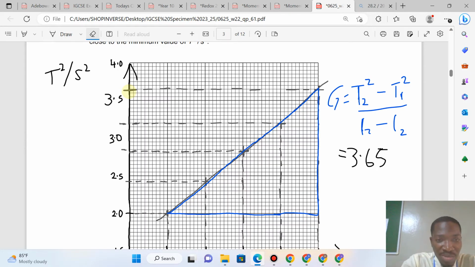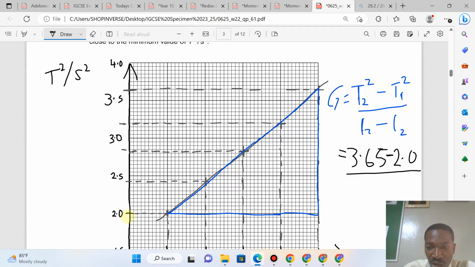So the value has already been squared from your table of values, okay? So we have 3.65 minus, what value do you have? From the T1, the value here from this point will be our T1. And what value do you have here? 2.0. So we are subtracting 2.0 and we divide whichever answer we get by what's our L2?